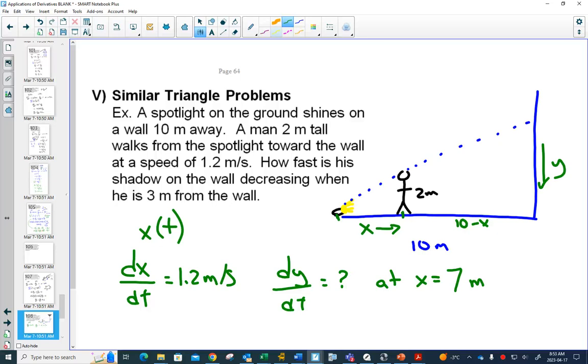So this is the choice. I chose to put the x there. Sometimes students will put the x here. That's perfectly fine, because then x would be 3. But if I put the x at the 10 minus x spot, then dx dt would be negative 1.2, because it would be getting smaller. And you could do the same question that way, and it would solve perfectly the same.